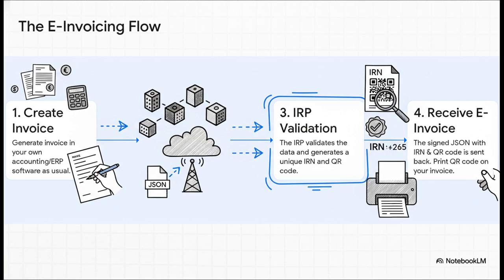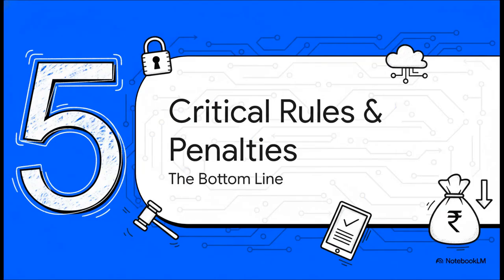Now here's the part you can't forget. You have to print that QR code on the final invoice you hand over to your customer. That's the proof it's been registered. And finally, let's get to the bottom line, the rules you just can't break and what happens if you do. This is where you'll want to pay close attention.